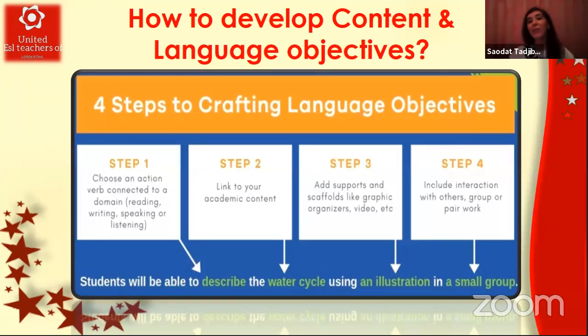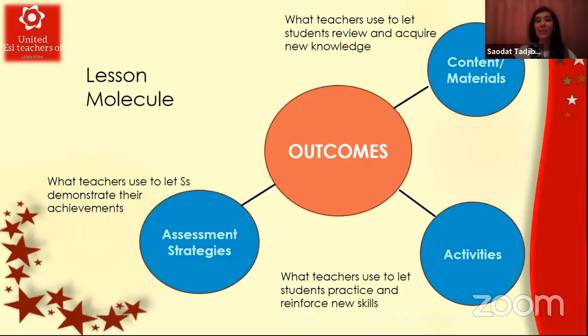Okay? So now we have covered how to design content and language objectives here. Now I'm giving the turn to Ella, and she will talk about something different, which is very useful for your lesson planning. Now, Ella? Yes, thank you very much. I think you all can hear me, right? Yes, of course.